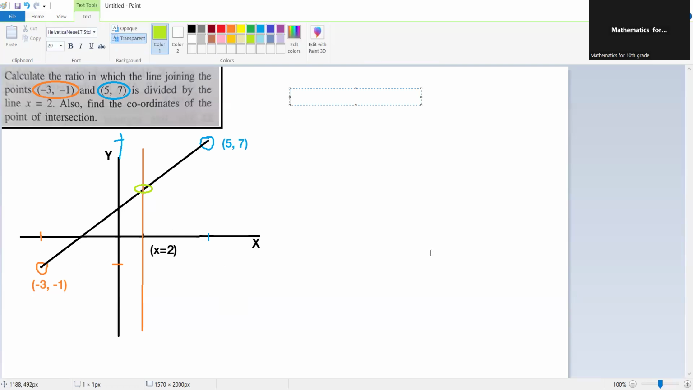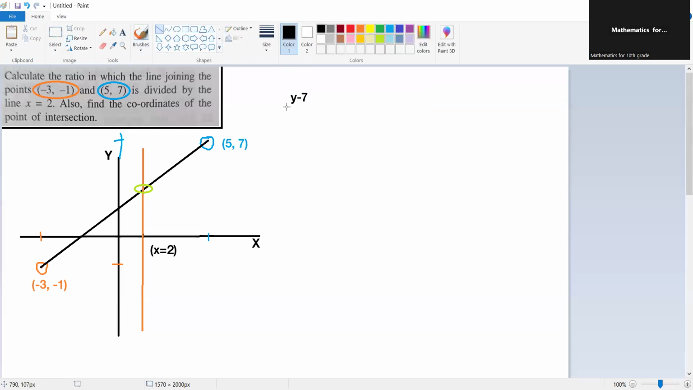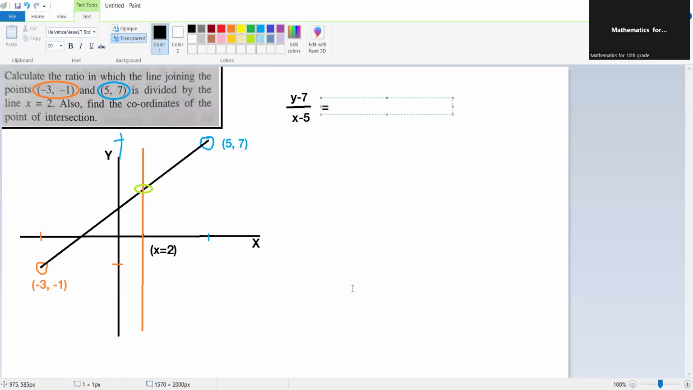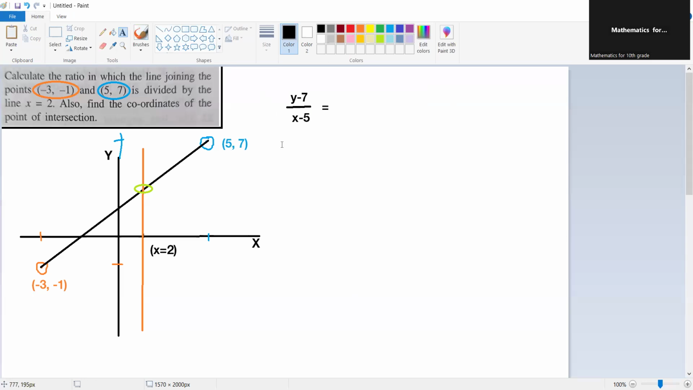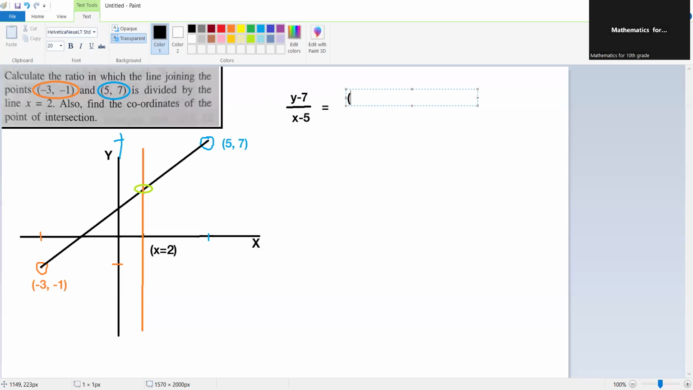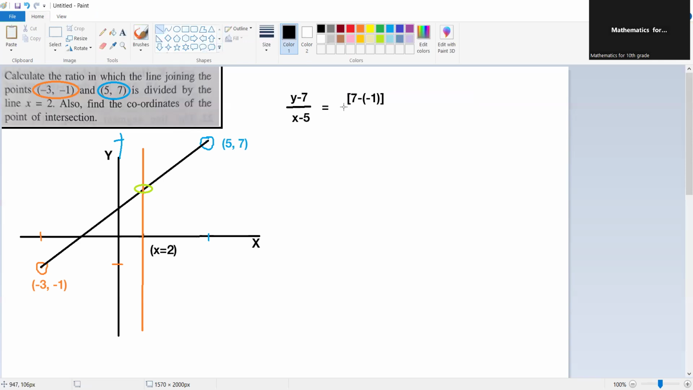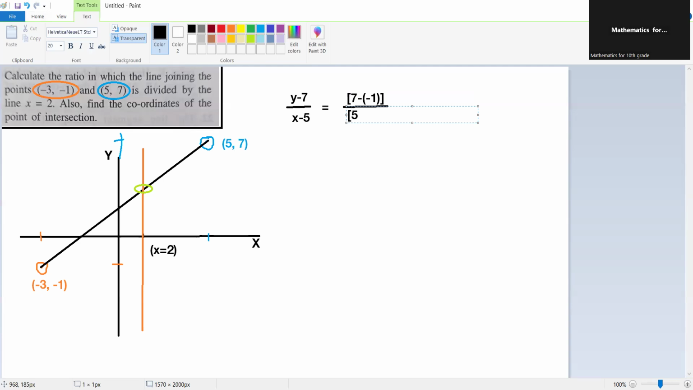So the equation of that line would be, I'll mark in black, (y - 7)/(x - 5) is equal to the slope of the line, which is (7 - (-1))/(5 - (-3)).